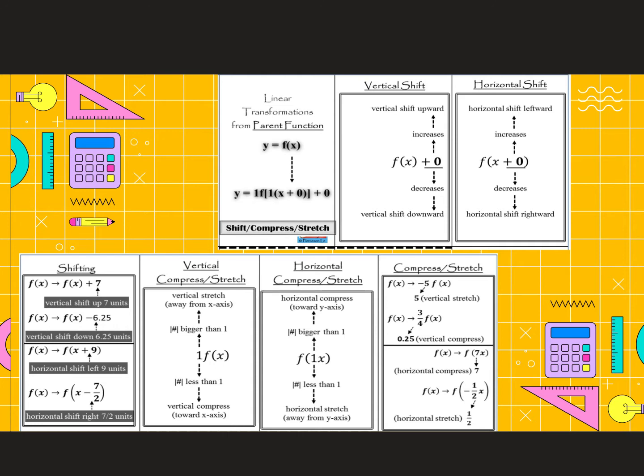For your vertical compression or stretch, if it's bigger than one, you are getting a vertical stretch. If it is less than 1, then you are getting a vertical compression. With a horizontal stretch or compression, bigger than 1, you are getting a compression. Less than 1, you are getting a stretch. So it's the difference between the horizontal and the vertical. Again, just going over these, you'll see examples as we do a few examples towards the end of the notes. Just wanted to remind you of what each of these were.